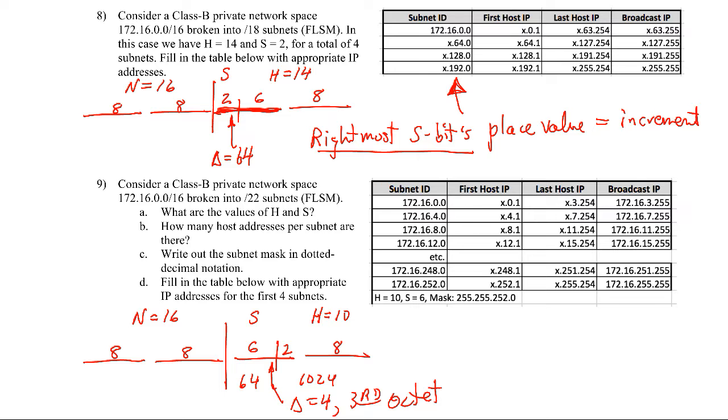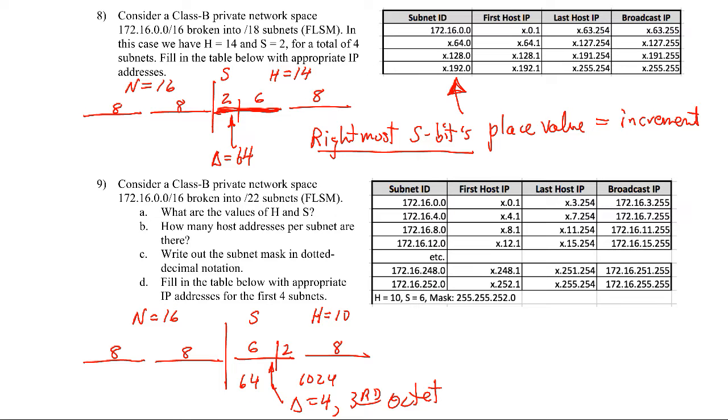And so I have H is 10, S is 6, as I said. Let's just double check here. We're supposed to have 64 subnets, and I didn't list them all. I put an etc. here, because that would be a big table of 64. But I'm starting 0, 4, 8, 12, dot, dot, dot, 248, up to 252. The next one would be 256, but we don't write that one. So 256 divided by 4 really is 64. If we count by 4s up to 256, I am going to get 64 subnets.